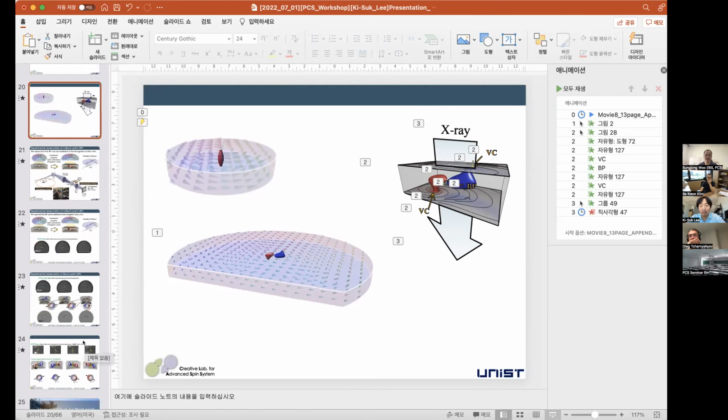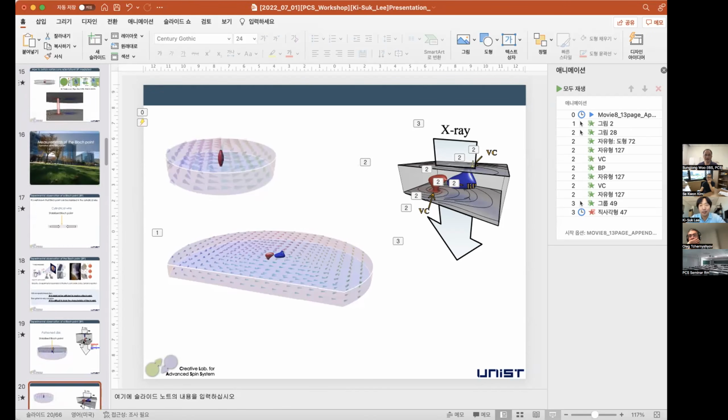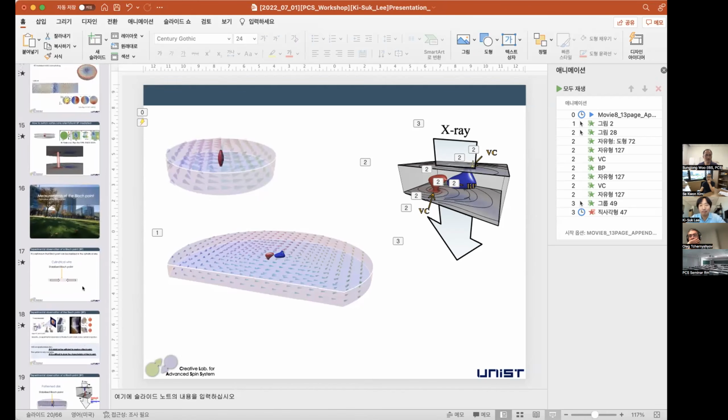Can I ask one more question? Yes. Maybe I don't understand the Bloch point very well. When you move a point through the Bloch point, then the vorticity of the spin changes, right? Then yes, the topological charge changes. Yeah, topological charge changes, and how?